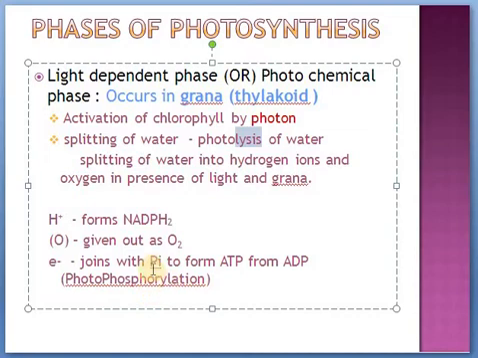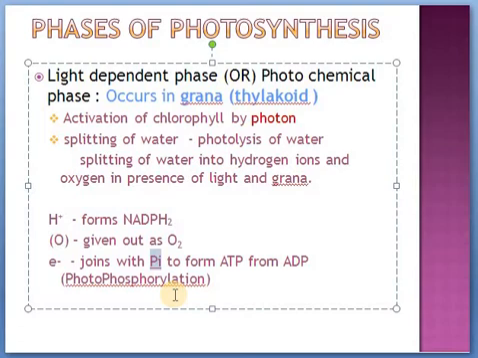Phosphorylation means addition of phosphate. This phosphate is being added along with this compound. So phosphorylation in presence of light, that is what photophosphorylation is. So in light phase, you can say three important things occur during light phase.